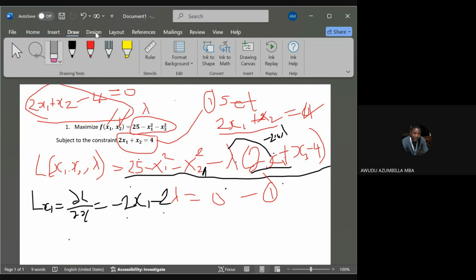Okay, let's do the second one. You will get it. The second one, we are going to have x2. We differentiate L over x2.